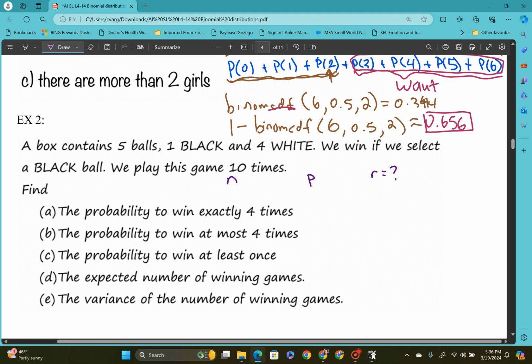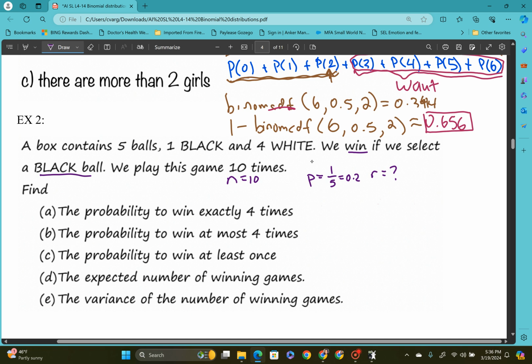So how many times are we playing this game? We are playing this game 10 times. So n is 10. Our probability of success, right? It says we will win if we select a black ball. So there is one black out of 5 altogether. So this is 0.2. Okay.